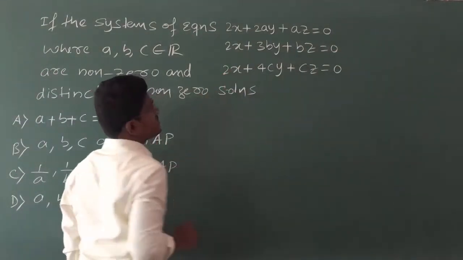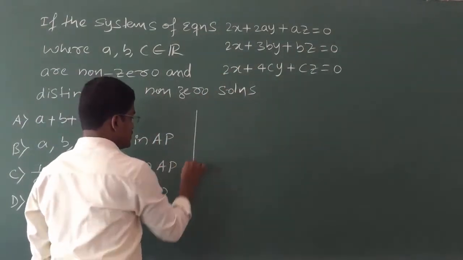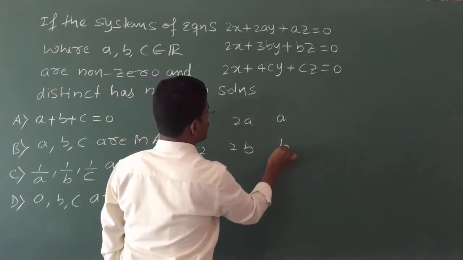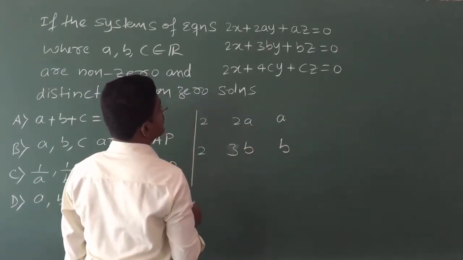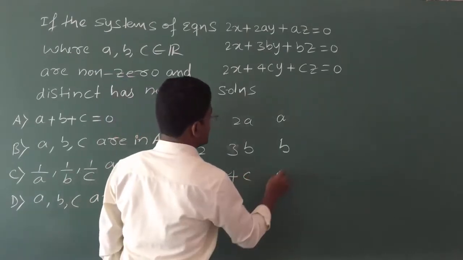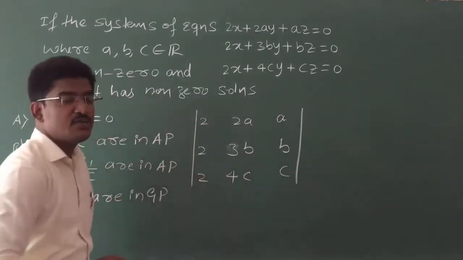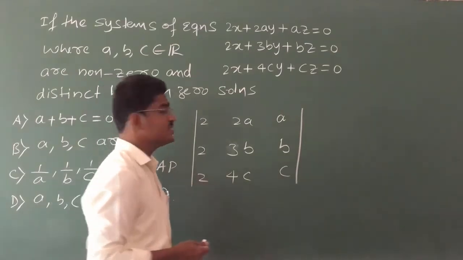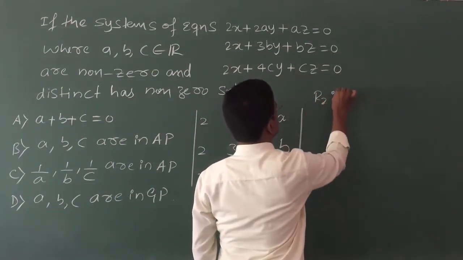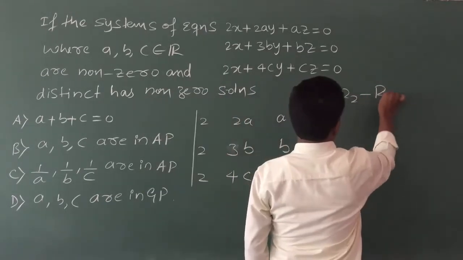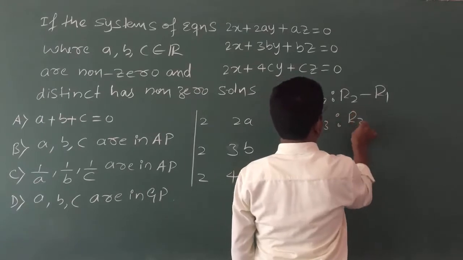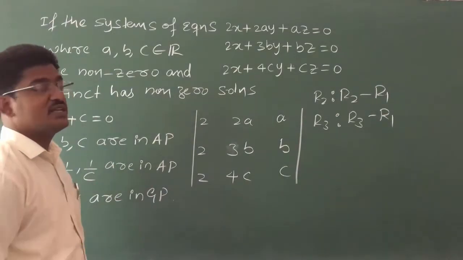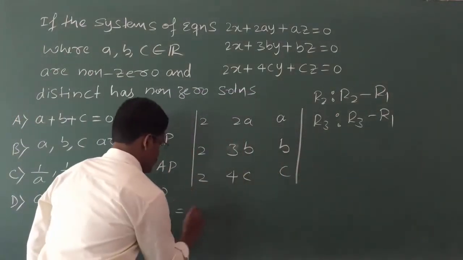By taking the system of equations, we can write it as 2a, 2b, sorry, this is 3b, next 2, 4c and this is c. This system has to be solved by using determinants. Clear? So here by using determinants we can simplify it with R2 replaced by R2 minus R1 and R3 replaced by R3 minus R1.